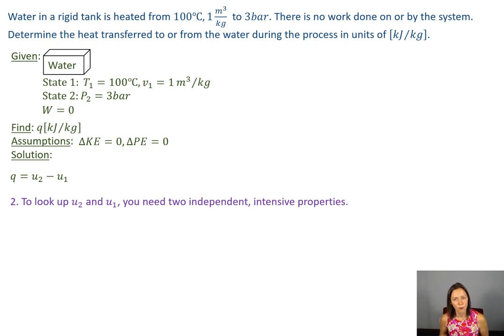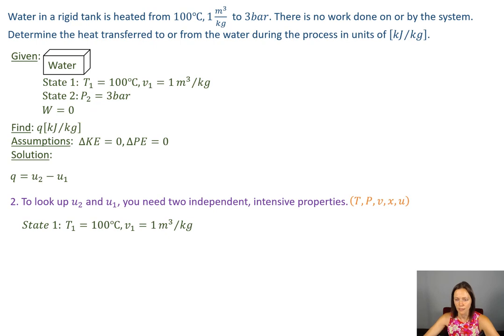So what intensive properties do we know so far? We know temperature, pressure, specific volume, quality, and we know internal energy. We also know kinetic energy and potential energy, but that's not going to help me fix my state in those tables. I know that I need to find internal energy, so that's not going to really help me, but let's look at state 1, see what I need and see what I know.